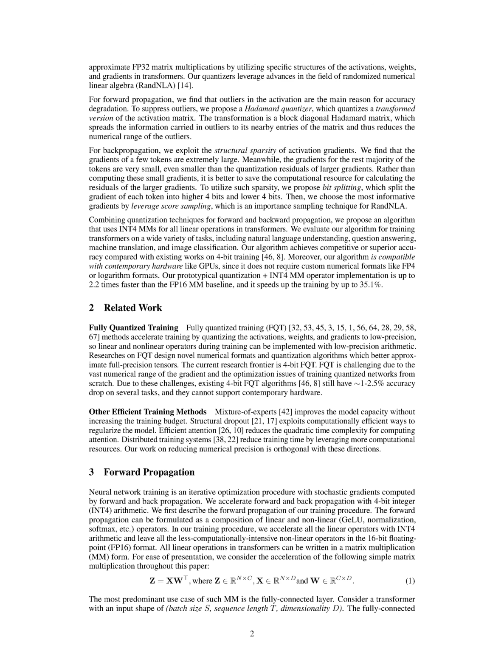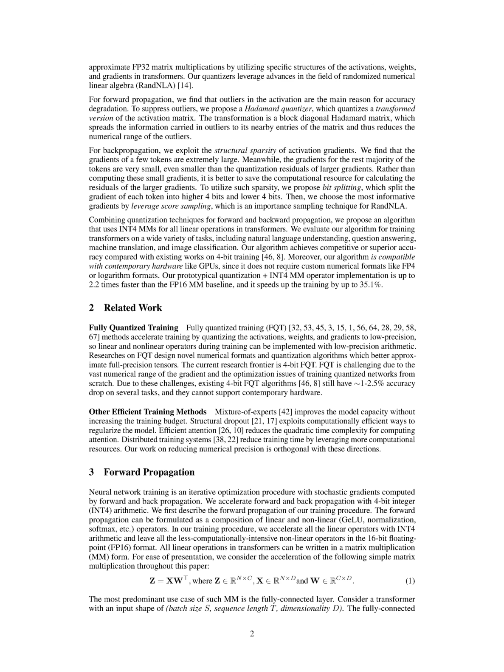Picture it this way. We have a matrix multiplication equation Z equals XW^T, where Z is a matrix with dimensions n×m, X is a matrix with dimensions n×k, and W is a matrix with dimensions m×k. This type of matrix multiplication is most commonly found in fully connected layers of a neural network. Imagine a transformer with an input shape defined by batch size S, sequence length T, and dimensionality D. The fully connected layer would then be represented by the aforementioned equation, where X signifies the activation for N equals S times T tokens, and W is the weight matrix.